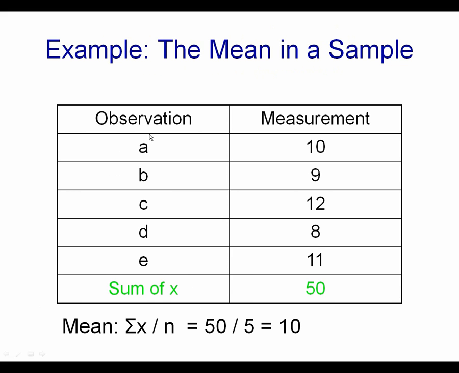Let's find the mean. Okay, so observation A had 10. Observation B had 9. Observation C had 12, D had 8, E had 11. So if we add them all up, the sum of x is 50. And to find the mean, we simply take the sum of x and divide it by n. So it's 50 divided by 1, 2, 3, 4, 5. All right, so 50 divided by 5 equals 10. That's the mean, or the average.